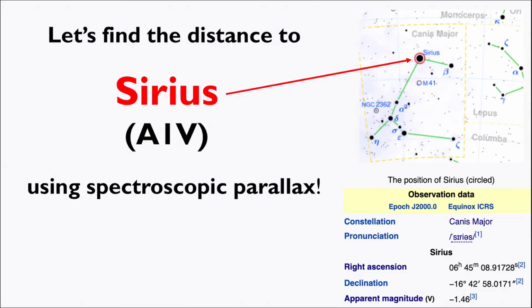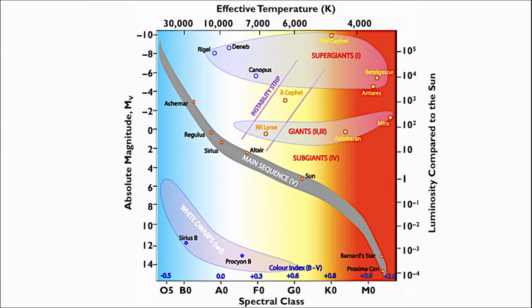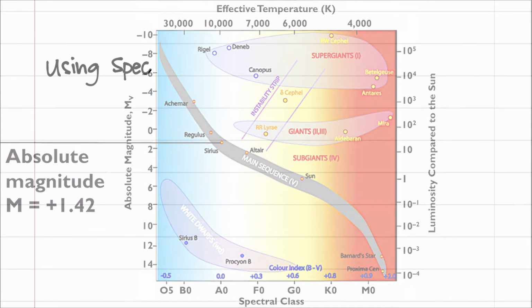Let's find the distance to Sirius, an A1 type main sequence star, using spectroscopic parallax. So we've looked at the star, determined its apparent magnitude, thank you Wikipedia. So now we must go to the HR diagram and find Sirius on it to find its absolute magnitude. Now that we have that, we can head over to our notebook and start working through the math.